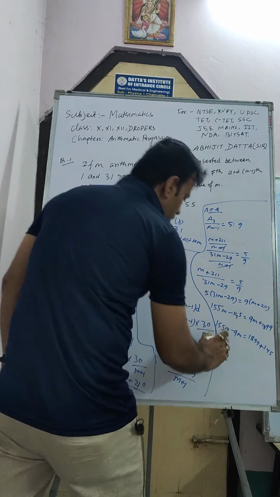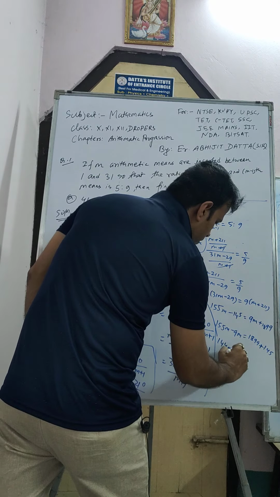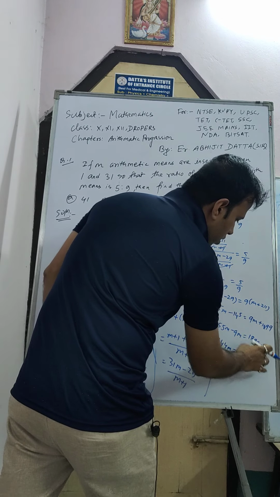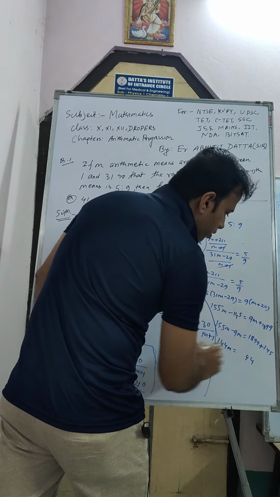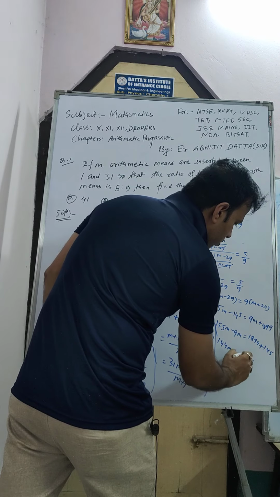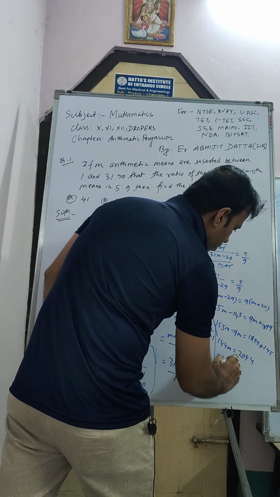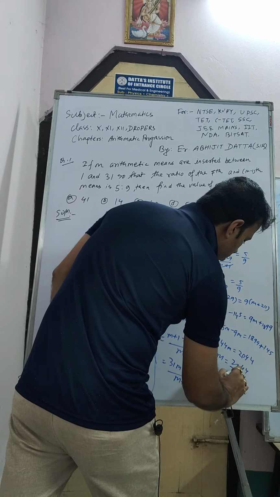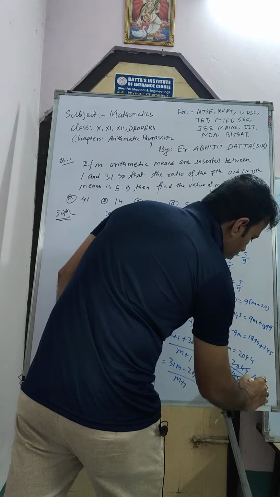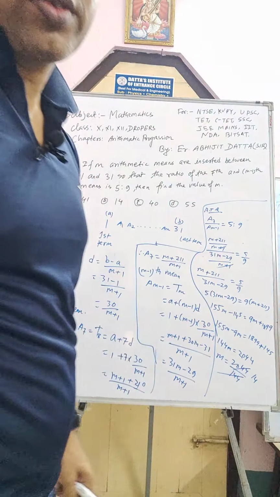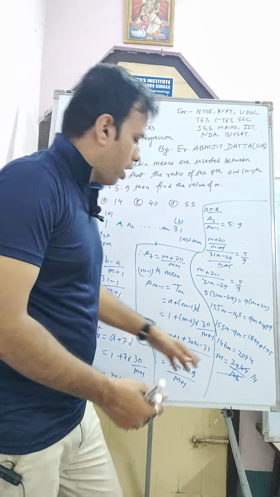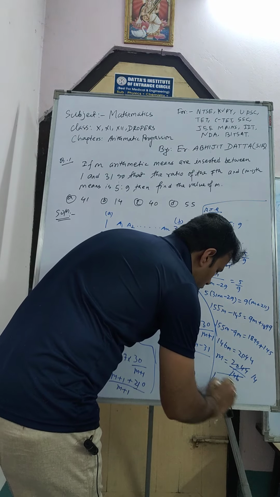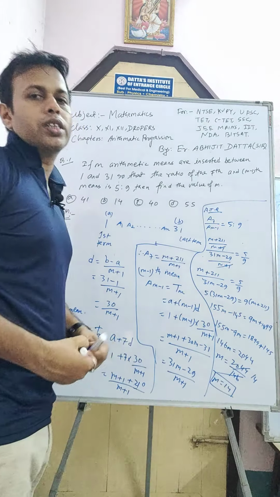So if you simplify this, it will be 146m equal to 2044. So m equal to 2044 by 146. If you cut this by this, it will be 14. So m will be 14. So 14 is the correct answer.